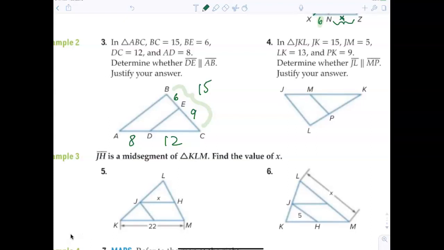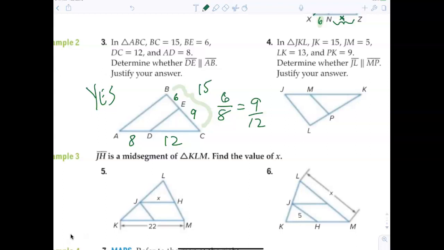6 over 8. Thank you. 6 over 8 is the same as what? 9 over 12. All right. Both of those reduce down to 3/4. Everybody good with that? Does it have to be that way? No. We could say 9 over 6 and 12 over 8. All right. Anybody have any questions? So that would be what? Yes, they are parallel.